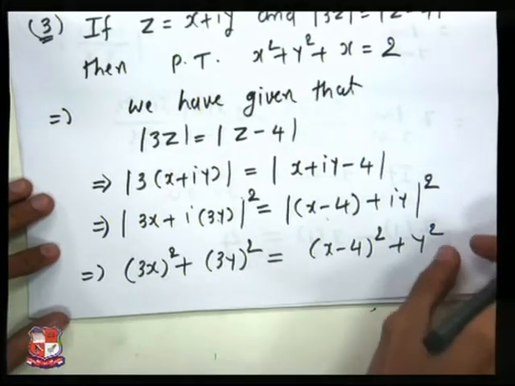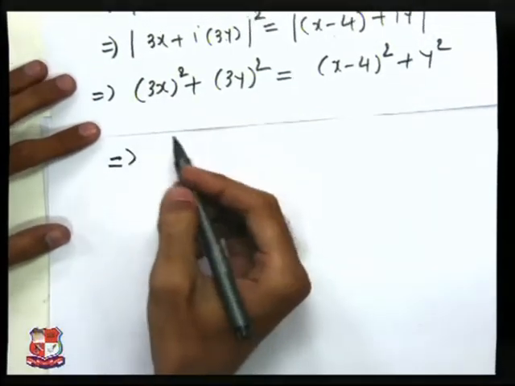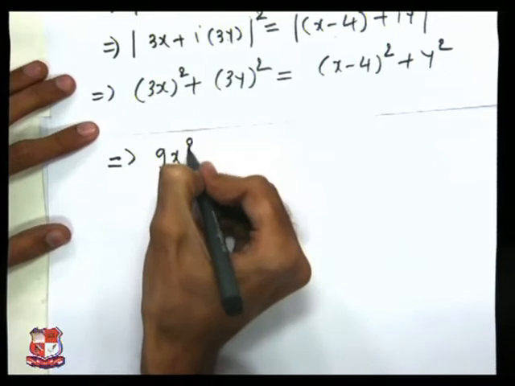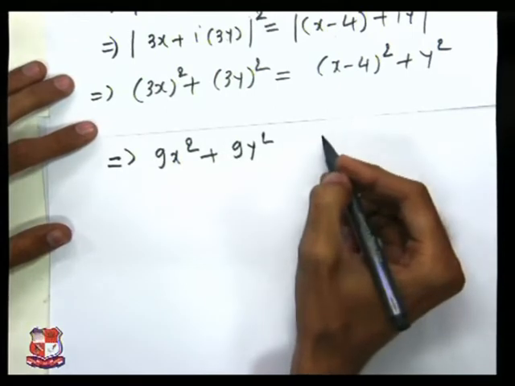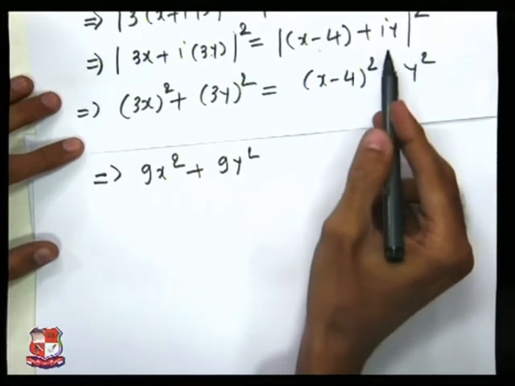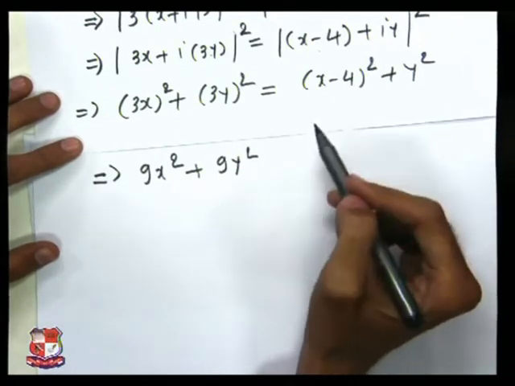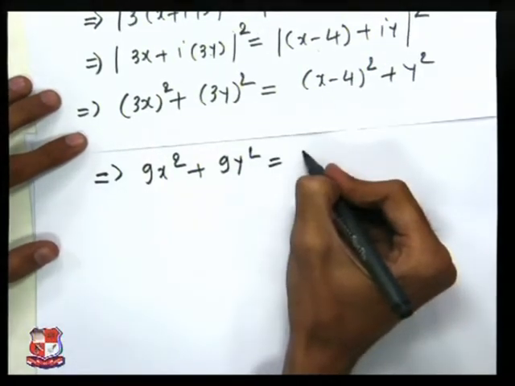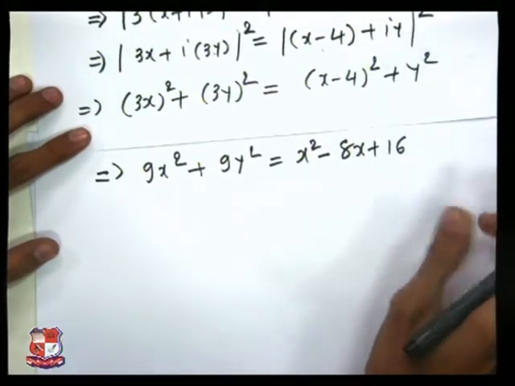Now if I expand both of these, I will get the next step. I will get 3x square is equal to 9x square plus 3 square, that is 9y square, and here we have x minus 4 whole square, that is a minus b whole square, that is a square minus 2ab plus b square. So here I will get that is equal to x square minus 8x plus 16.